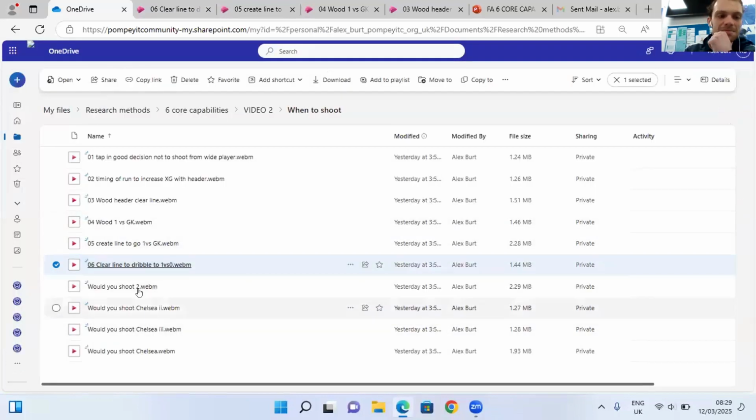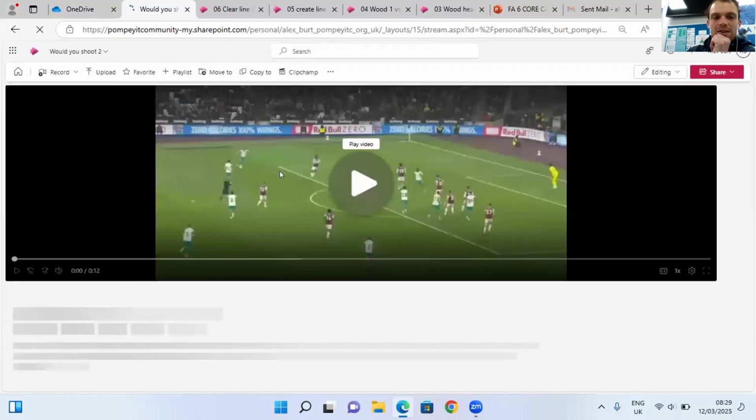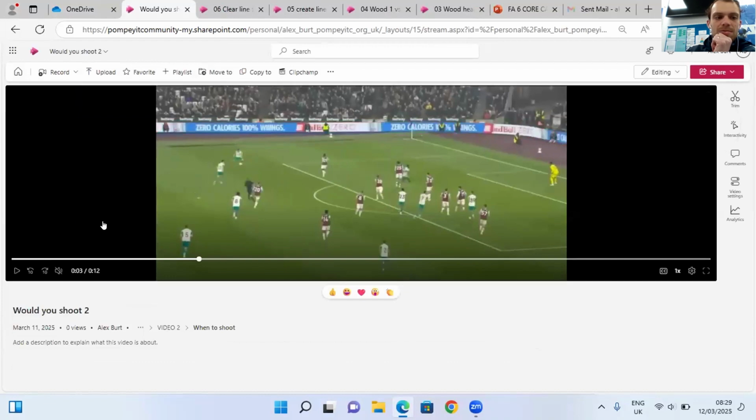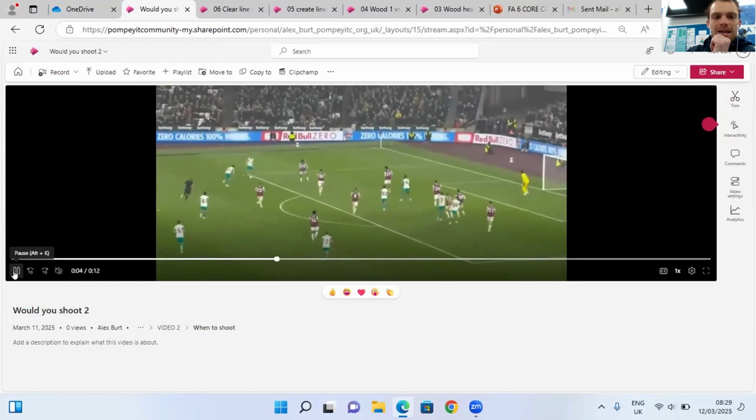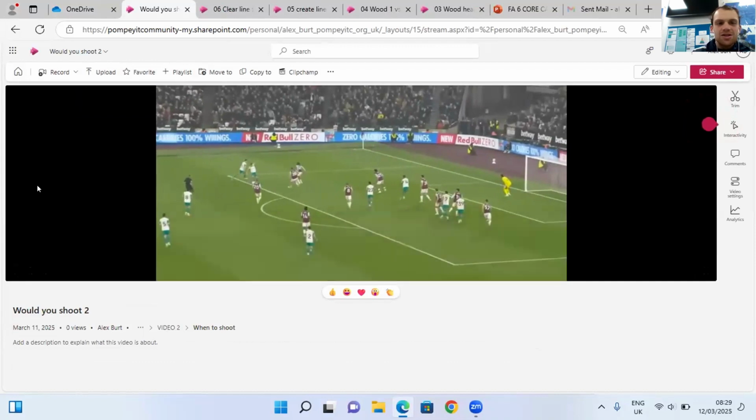So, here's some examples from a recent Premier League game between Newcastle and West Ham. And just to finish off, we'll see two different examples. So here's an example of a wide player here. And what does he do first? He looks to shoot. This is not a good decision to shoot.